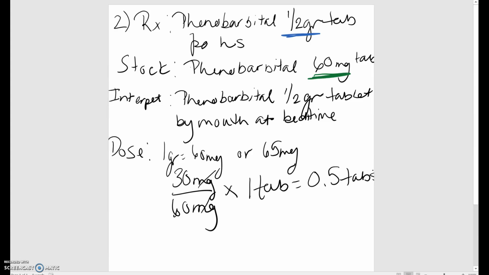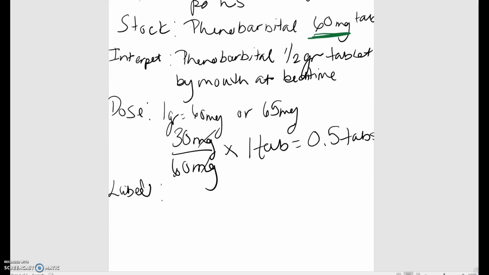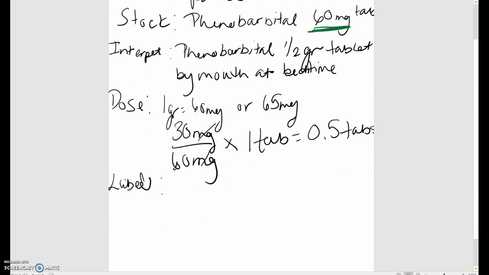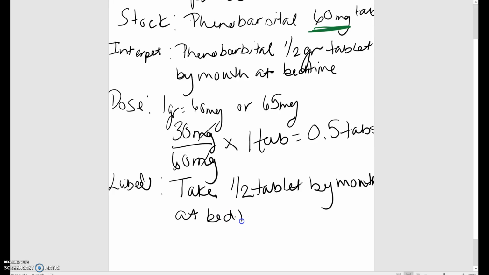Now the next thing you need to do is provide the label instructions. Again, the prescription label is for instructions for the patient to understand. So you have to have a verb, a dose form, a route of administration, and a frequency. So it should read, take half a tablet by mouth at bedtime.